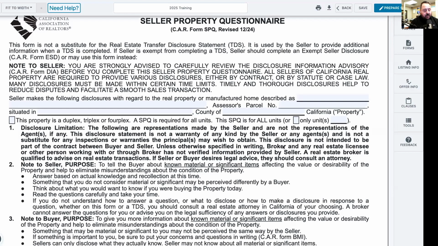But if it's not, if it's an REO, a trust with a successor trustee selling the property, or a probate, or a conservatorship, which is kind of the same as a probate, then you're not required to do the SPQ. You're not required to do the TDS.